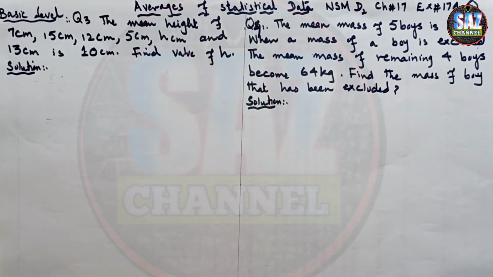This is my second lesson of D2, chapter number 17, exercise 17A. That is about the statistical averages. What are the statistical averages and how to memorize those statistical averages? What is the formula for the mean for grouped and ungrouped data? These are the questions that have to be really clear to all of my students.